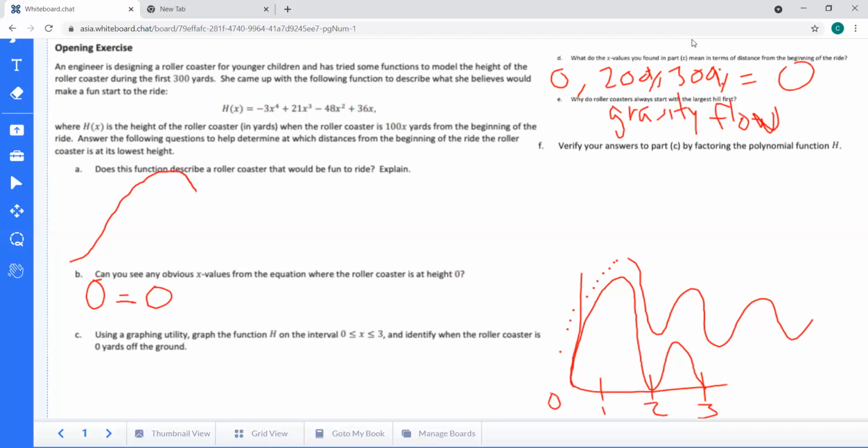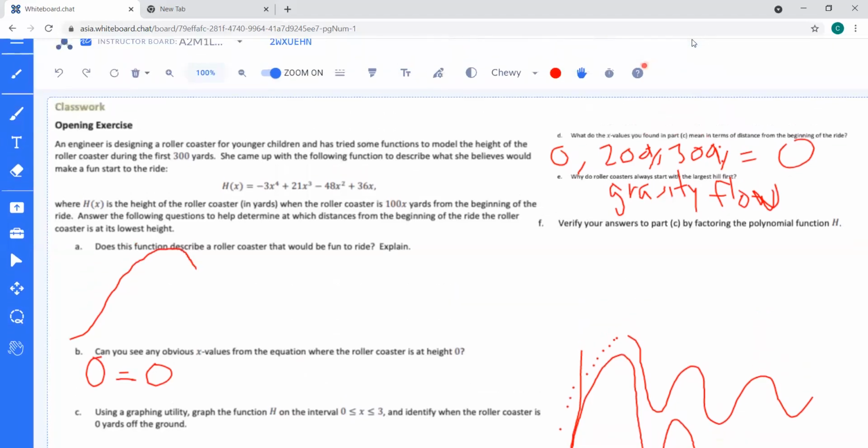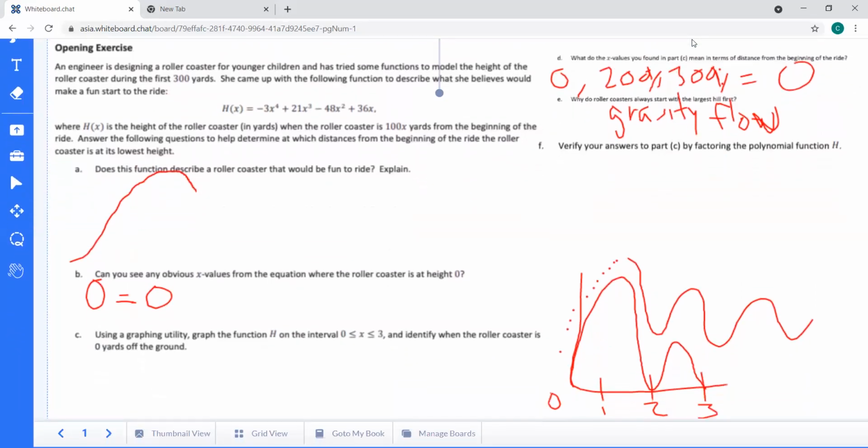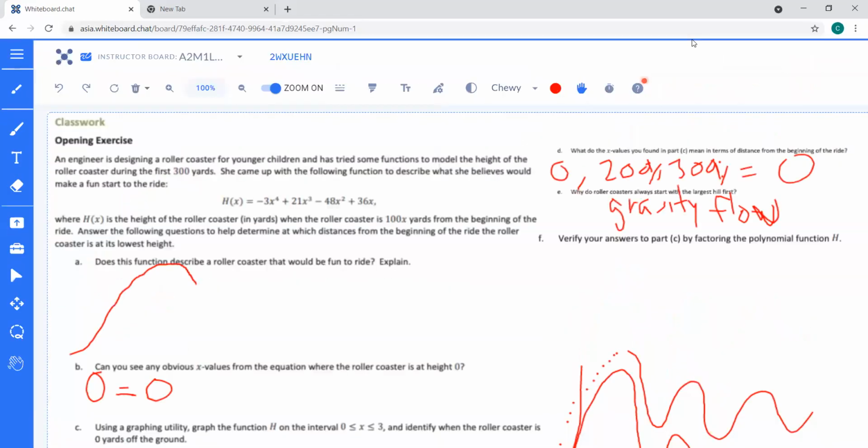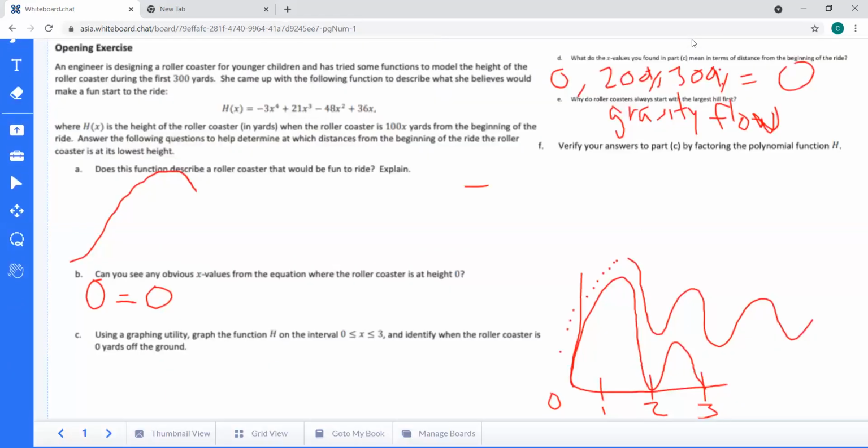Verify your answer to part C by factoring the polynomial function of h. Okay, so it wants us to factor it. Let's factor this problem then. If we have negative 3x to the 4th plus 21x cubed minus 48x squared plus 36x.